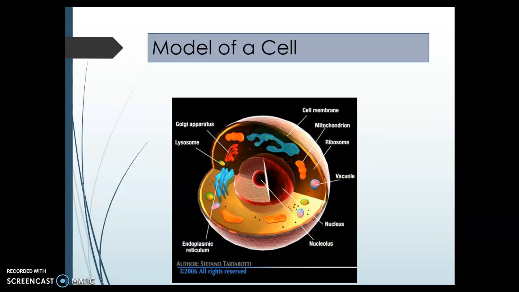Here's an example of a model that you might see around the classroom. This is a model of a cell. As you can see, a cell is pretty complicated. There are lots of small parts to it, and this model or this diagram helps to show those parts in a way that's easy for us to see.